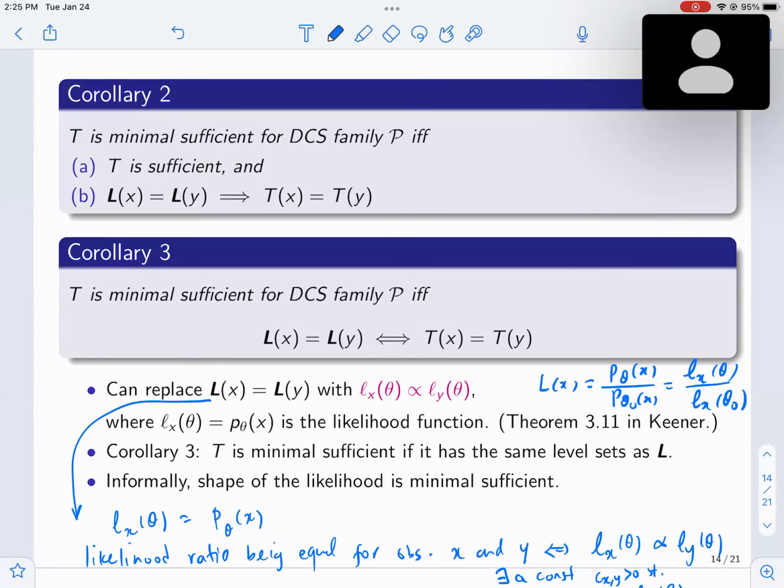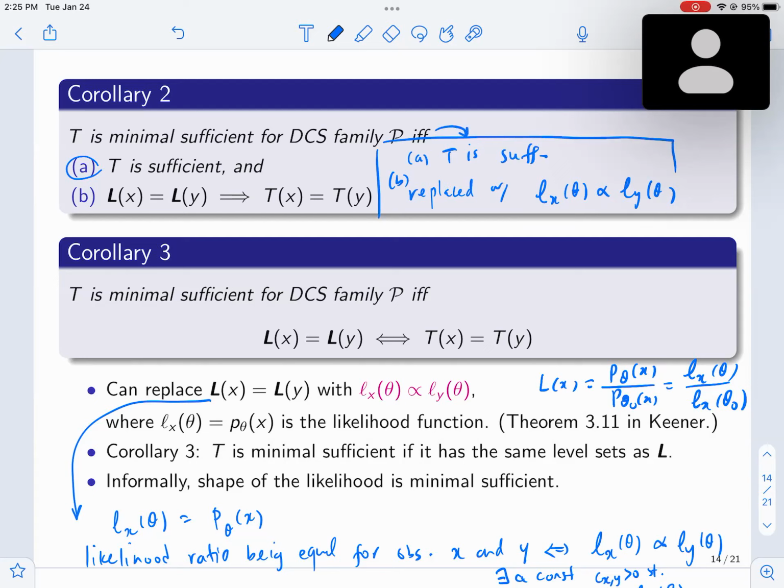So what Keener has is A, and then in place of this, Lx theta proportional to Ly theta. That's theorem 3.11 in Keener. So if you understand what we talked about, that's just equivalent to what I mentioned. So that would be like B and A is sufficient, if and only if this, which is theorem 3.11 in Keener. Okay. So informally, what this is saying is the shape of the likelihood is minimal sufficient.